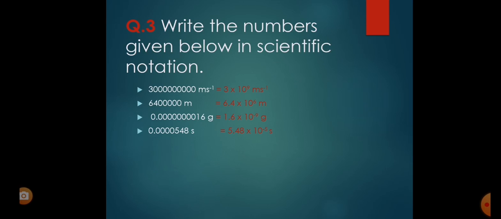Okay, now come to question number 3. Write the number given below in scientific notation. Quick quiz question number 3. 3 with 9 zeros and unit meter per second is given to you. 3 into 10 raised to power 9 meter per second is okay, and 3.0 into 10 raised to power 9 meter per second is okay.